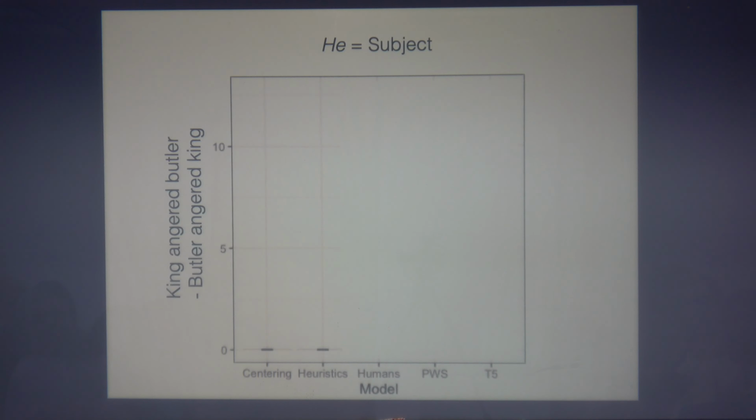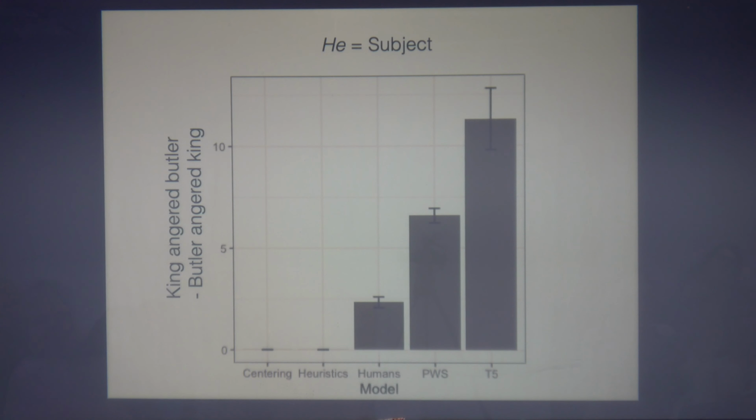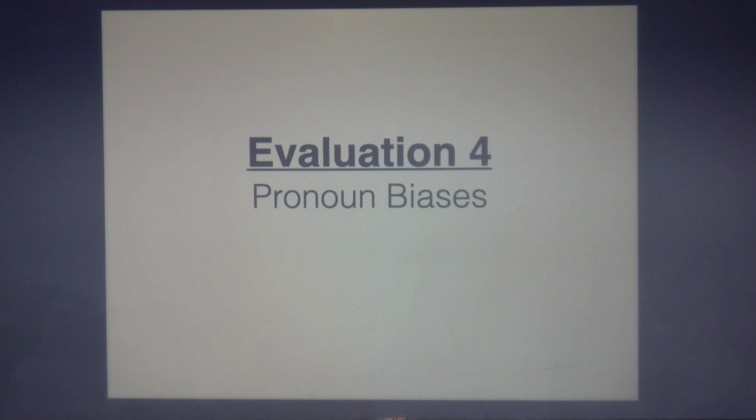Centering and heuristics, those theories just don't address this at all, so of course they show no effect. Humans show an effect, and pro-world semantics and T5 actually show larger effects. But again, we can interpret the absolute magnitude or not. Either way, it certainly shows that pro-world semantics and T5 are both sensitive to this thing that humans are sensitive to, which is nice and seems kind of sophisticated.